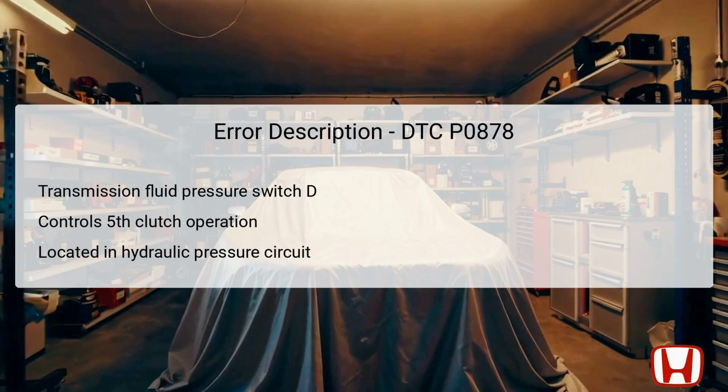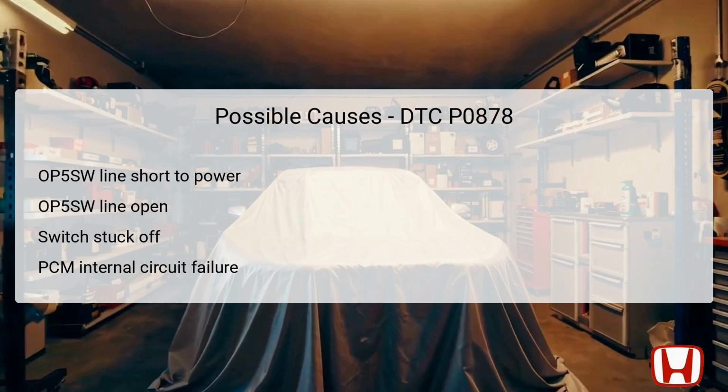Anomalies in the switch's operation can lead to transmission performance issues, such as unexpected gear shifts or a complete failure to engage the fifth gear, ultimately impacting the vehicle's drivability. Several potential causes can lead to the activation of DTC P0878.